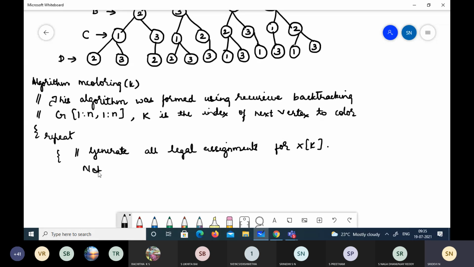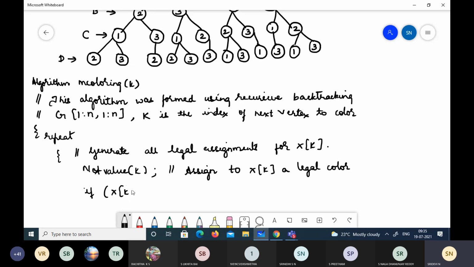Then we will have one function called next value. This will assign to a particular vertex a legal color. To check which color should be assigned to that particular vertex, we have this next value of K. In case this function returns 0, then we have to return, which means that no new color is possible.